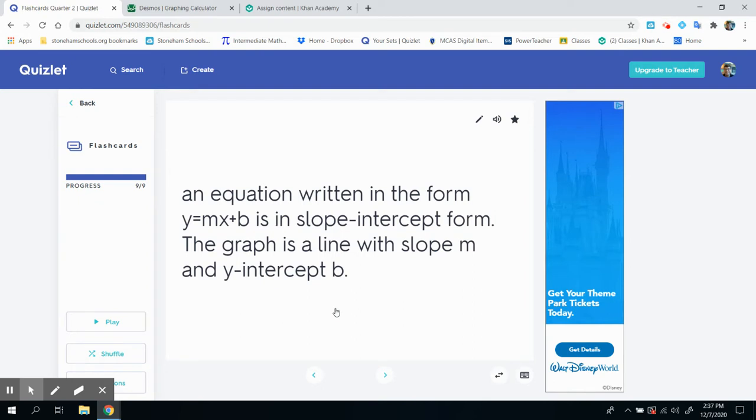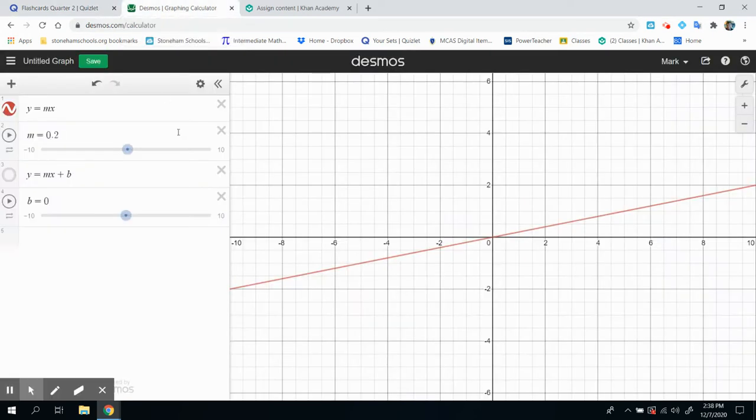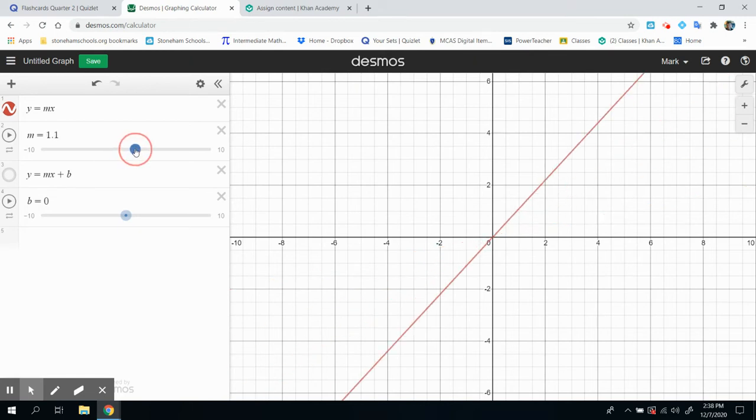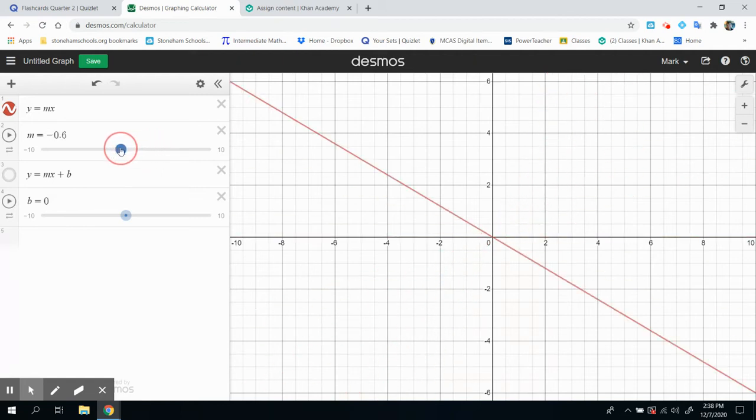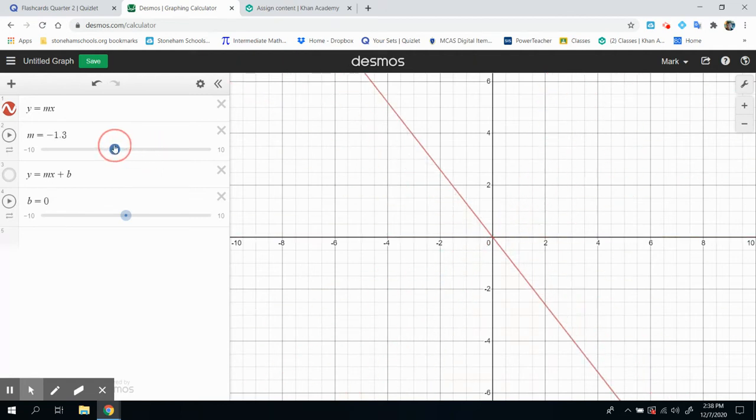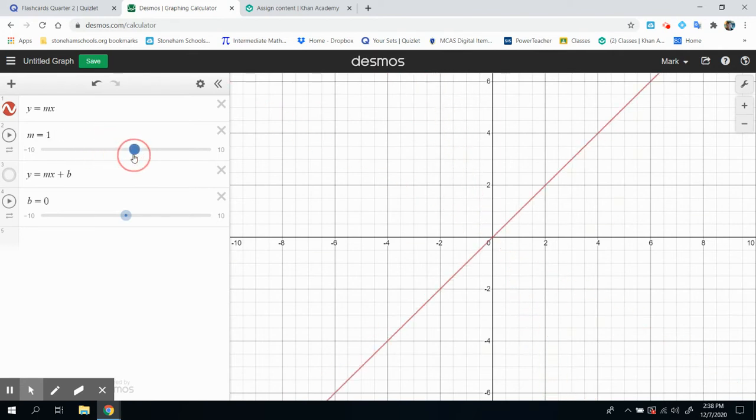This is a part of our Q2 Quizlet here, so we want to keep up with this vocab. All right, so we're used to seeing a graph like this, where the greater the slope, the steeper the line. Here's a positive slope. You could also have a negative slope. So you can see how that m value changes the graph.